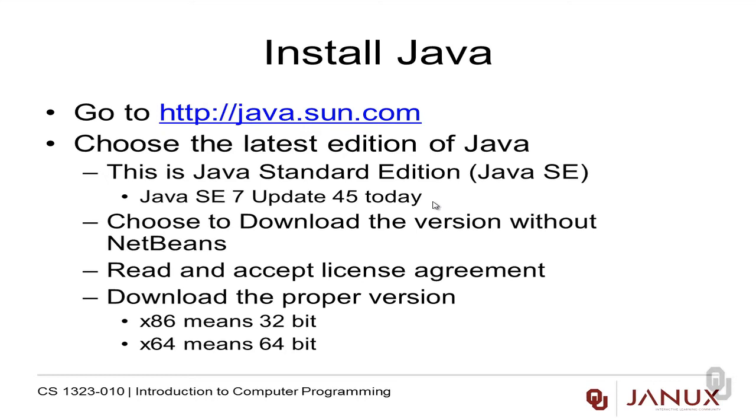So let's talk through the installation of Java. First, you'll go to http://java.sun.com, choose the latest edition of Java. Now this is Java Standard Edition, which is called Java SE, version 7, update 45 is what's available today. Now tomorrow it may be update 46 and the day after it may be update 47. These small differences really don't matter for this class. You need to download the version without NetBeans, read and accept the license agreement, and then download the proper version. The x86 version is 32-bit and the x64 is 64-bit.